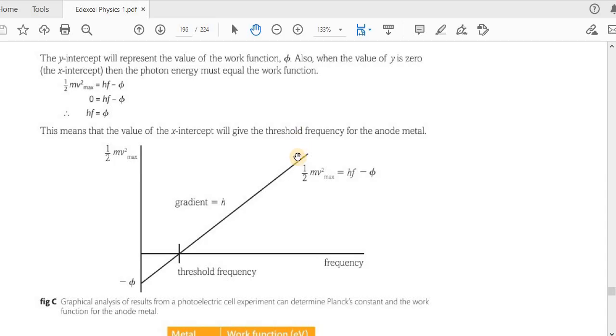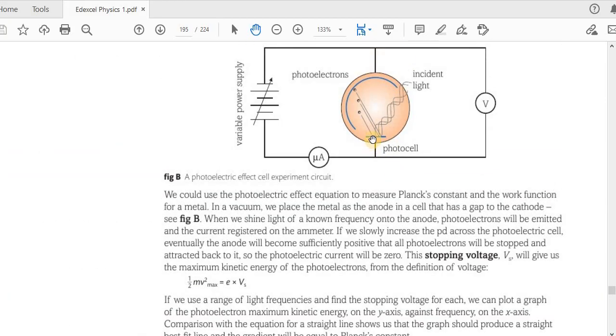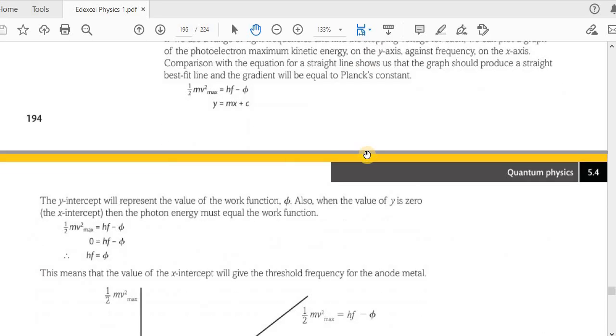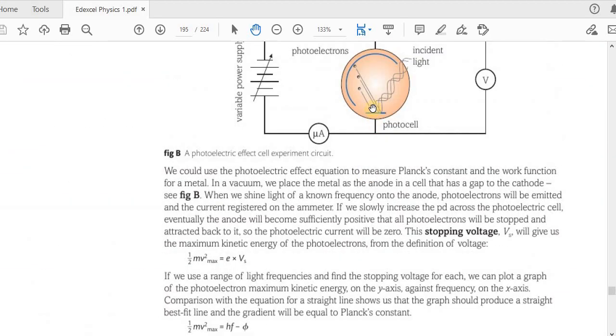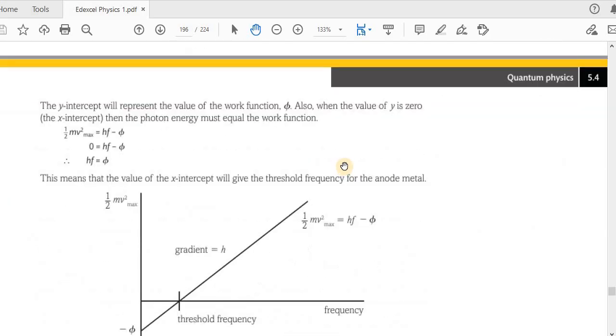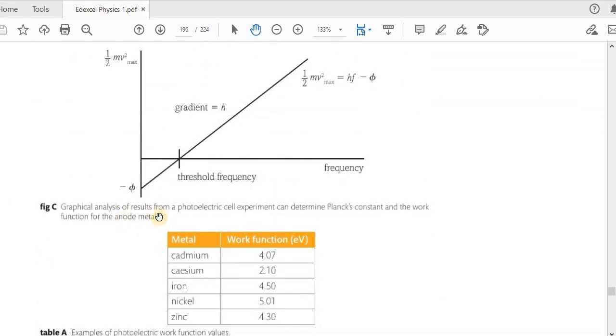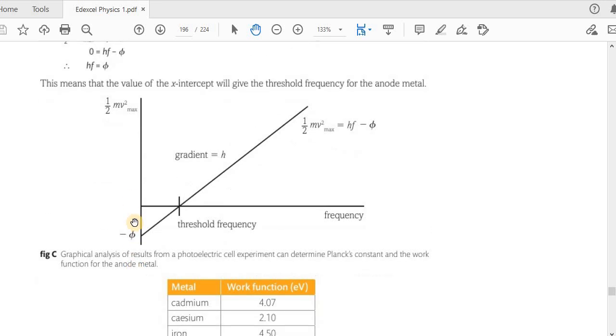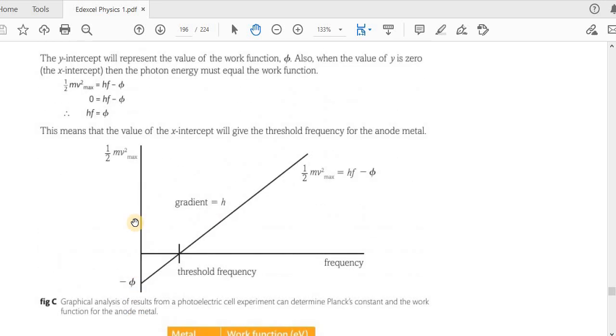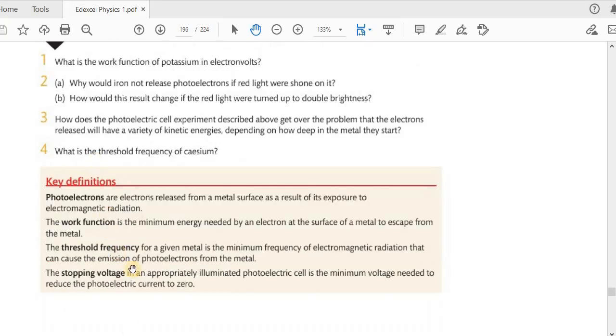So you can use this to also find the threshold frequency for the anode metal. See, this is the anode metal, so we are finding it for this. This is placed here because this is the one giving out the electrons. Graphical analysis of the results from a photoelectric cell experiment can determine Planck's constant and the work function for the anode metal. So the definitions are important.